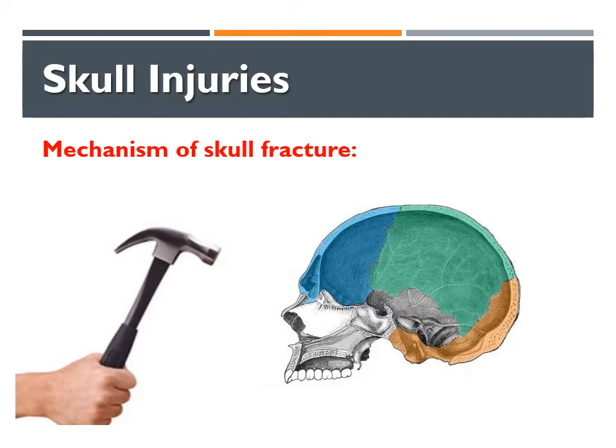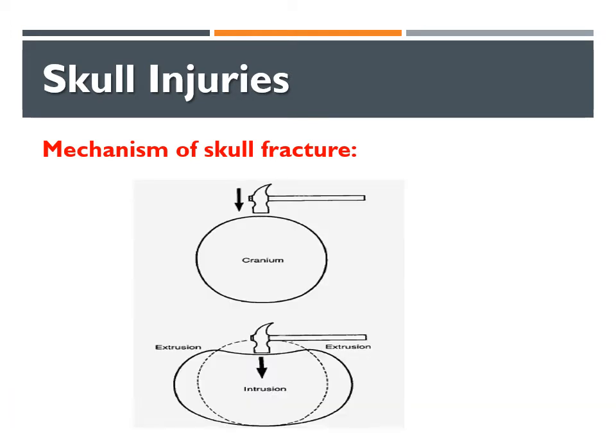Mechanism of skull fracture. There is a cranium, which is the skull, and an object which makes the fracture. When a forcible impact like this hammer strikes the cranium, what occurs? The area under the impact point, or under the force of the hammer, bends inwards, making an intrusion, and both sides of the skull bulge, making an extrusion, and this process is defined as a struck hole.